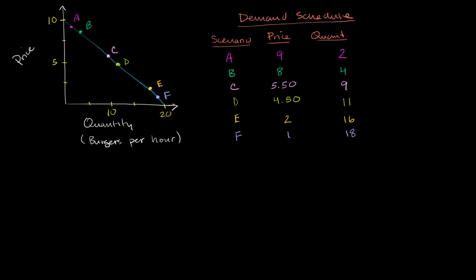What we're going to think about in this video is elasticity of demand. Elasticity of demand is a measure of how the quantity demanded changes given a change in price, or how a change in price impacts the quantity demanded.